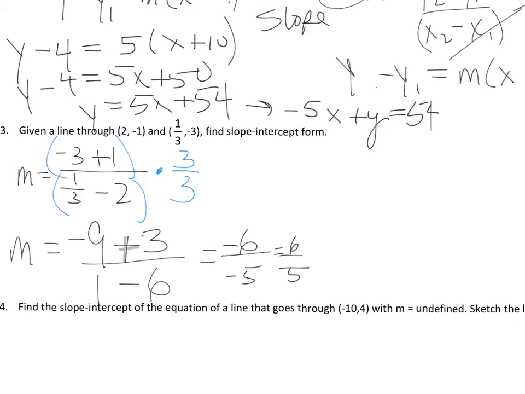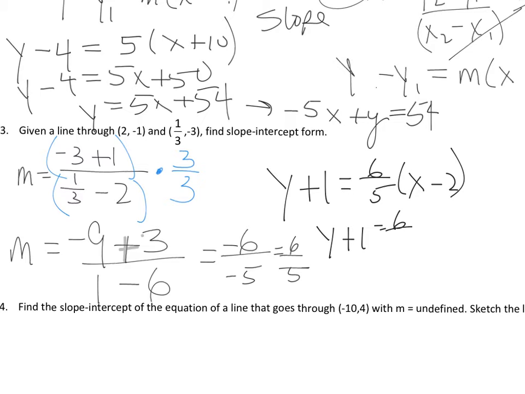Okay. So now we have a slope and we want to use a point. Which point do we want to use? I think 2, negative 1 is much easier. So let's do that. Y minus negative 1 would be y plus 1 equals 6/5 x minus 2. Distribute in. So I have y plus 1 equals 6/5 x minus 12 over 5. Subtract over 1. I'm going to combine that with the minus 12 over 5. When we subtract 1, get like denominators. That's negative 5 over 5. Combine numerators, negative 17 over 5.